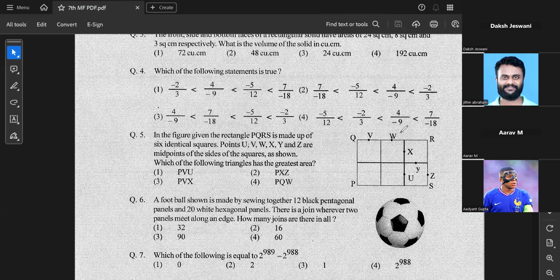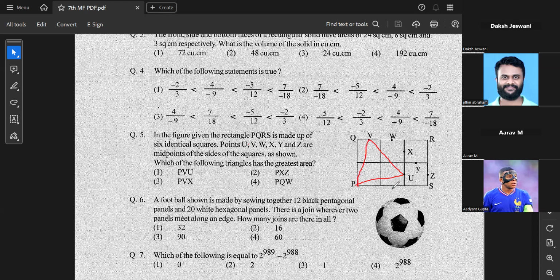UV, sorry, U नहीं है ना? हाँ, U है ना? हाँ, U, V, W, X, Y, Z are the midpoints of the sides of the square, as shown. Which of the following triangles has the greatest area? So I'll have to draw and check. So P, V, U. Okay, P, V, U. This is one. Is there any shortcut? I'm just thinking.